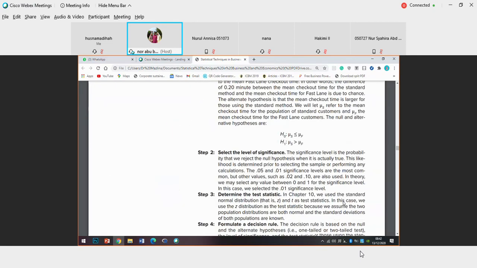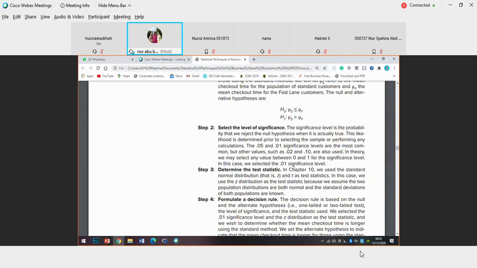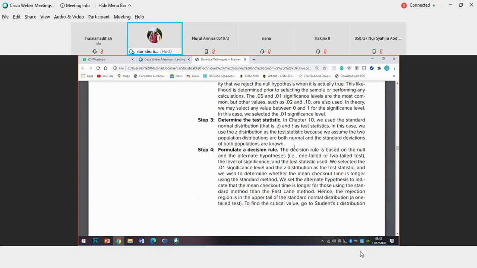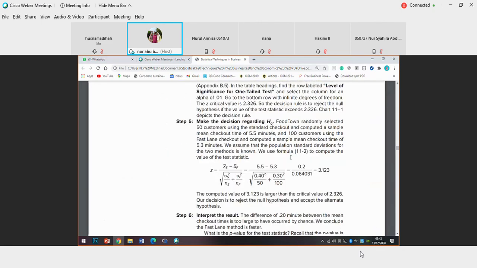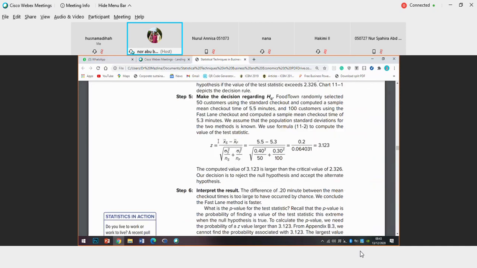Kita laju sangat kan? Okay, now, we want to see whether H0 mean of standard lane is less than mean of fast lane, and H1 should be the other way around. Okay, we select alpha 0.01 and then we determine the test statistic is Z because we have big sample size. Okay, jadi kita tengok apa yang kita buat. Okay, this is the formula that you're going to use. Okay, nampak tak ni? Kalau sebelum ni kita buat X bar minus mu kan?